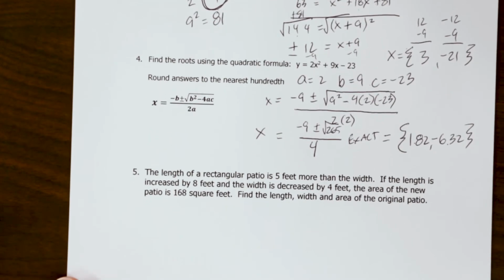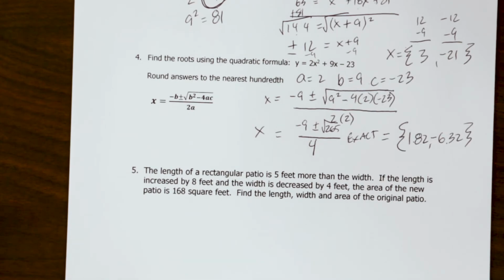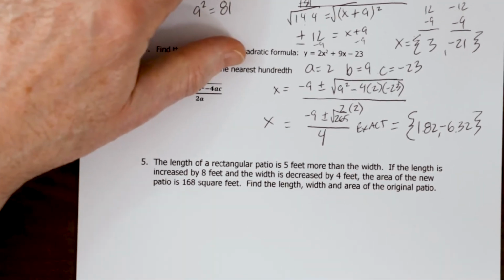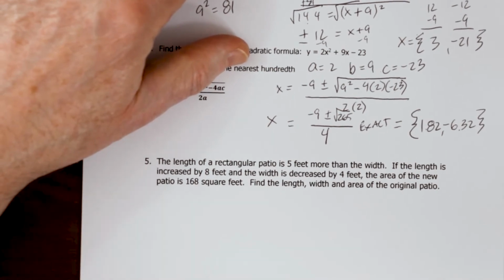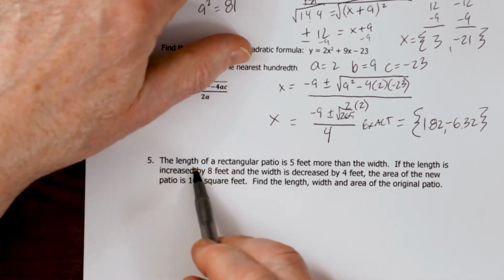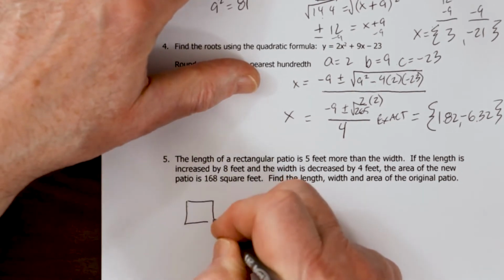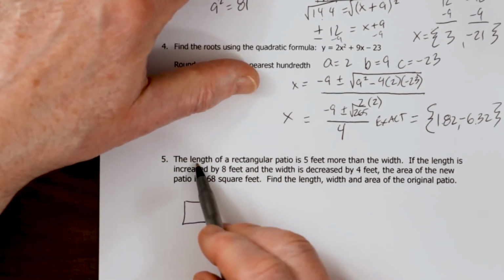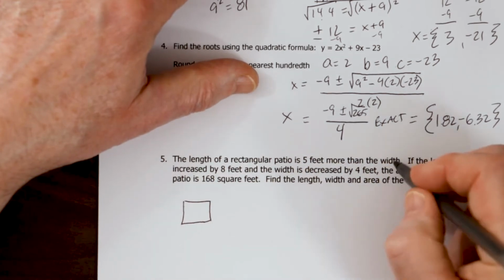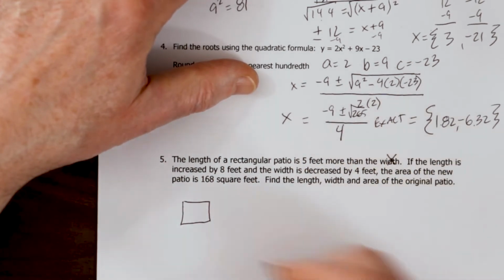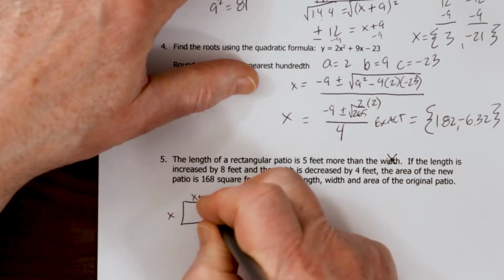Alrighty. So now we have a word problem. So you see we're covering everything we did in the entire last unit, basically on this worksheet, plus a little bit from this new unit. All right. Rectangular patio. All right. Draw a picture. Doesn't have to be a good picture. And it says the length is 5 more than the width. Whatever they say second is x. So I get x and x plus 5.